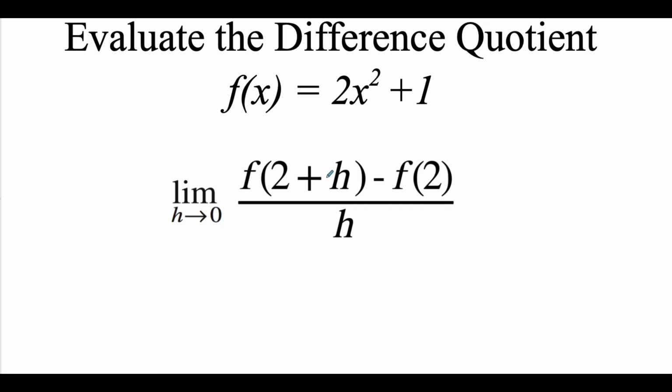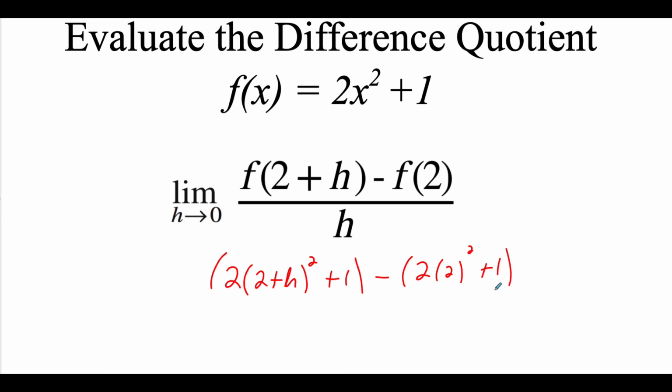That first piece of function notation says that I'm supposed to take the x that's in that function and replace it with 2 plus h. So this would be 2 times 2 plus h squared plus 1 minus f of 2 means I'm supposed to plug in 2 for that x value. So 2 times 2 squared plus 1. This is all over h, and we're still trying to do that limit.